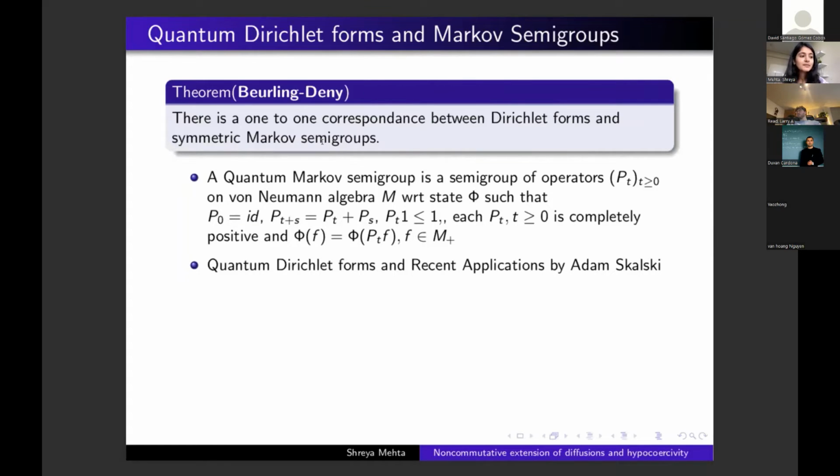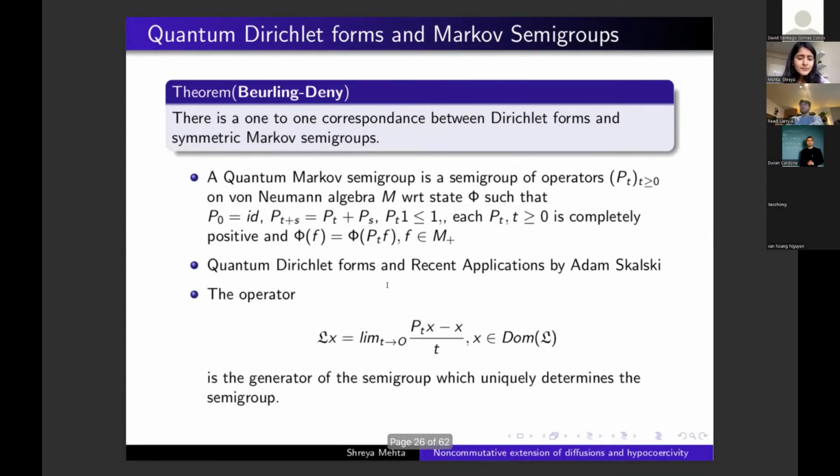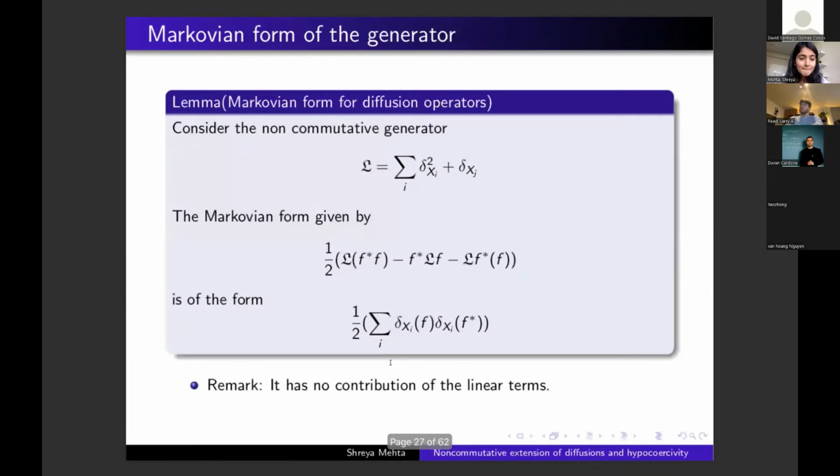So we can define the quantum Markov semigroup as the semigroup of operators on a von Neumann algebra or any infinite dimensional space, such that each of these operators is completely positive and it has an invariant state. Then we can define the operator Lx as the limit of (P_t x minus x) divided by t, which is going to be the generator, and it uniquely determines the semigroup.